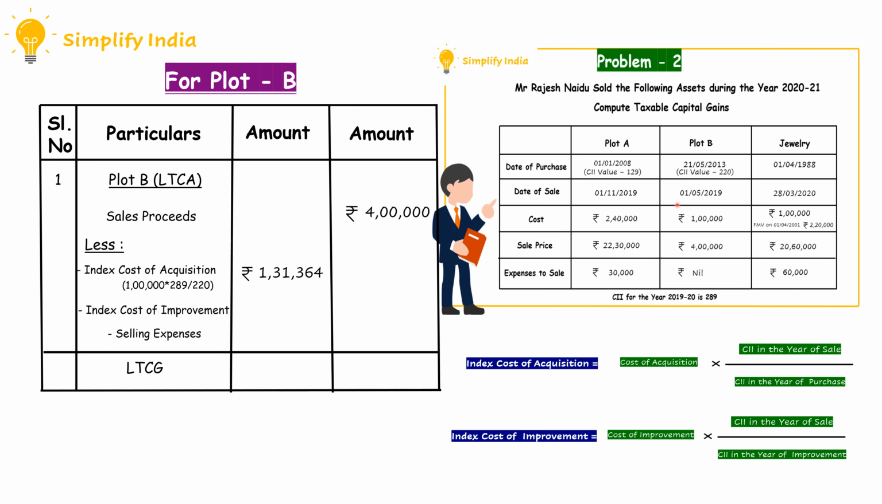And next we have to calculate index cost of improvement. In the given data, we don't have any information related to improvement for plot B, so we have to write it as nil. And next, there is no information related to selling expenses too, so we have to write it as nil. So we take the value of the index cost of acquisition, and this value we have to deduct from sales proceeds, that is rupees 4 lakh minus rupees 1,31,364. We will get a long-term capital gain of rupees 2,68,636.